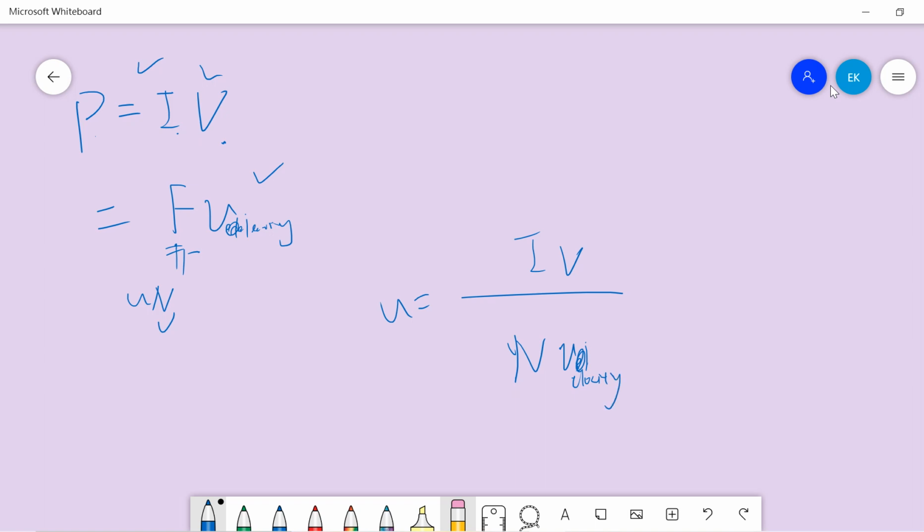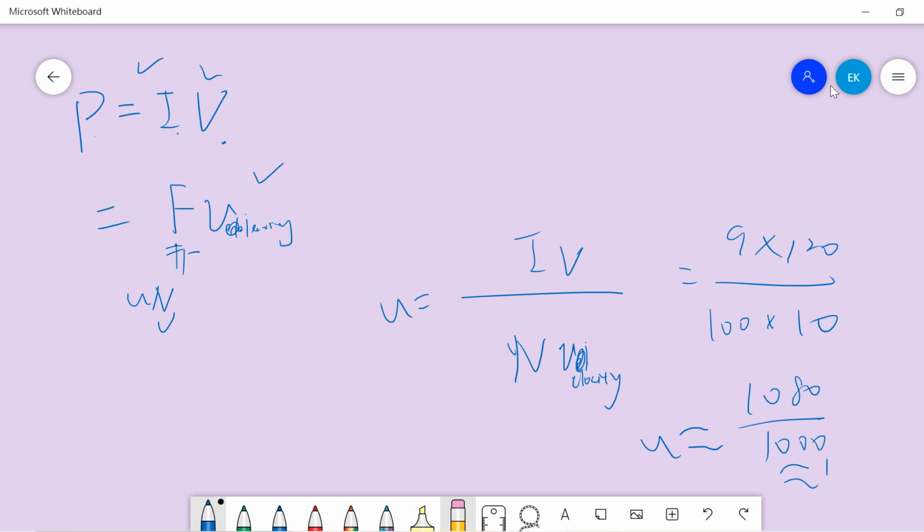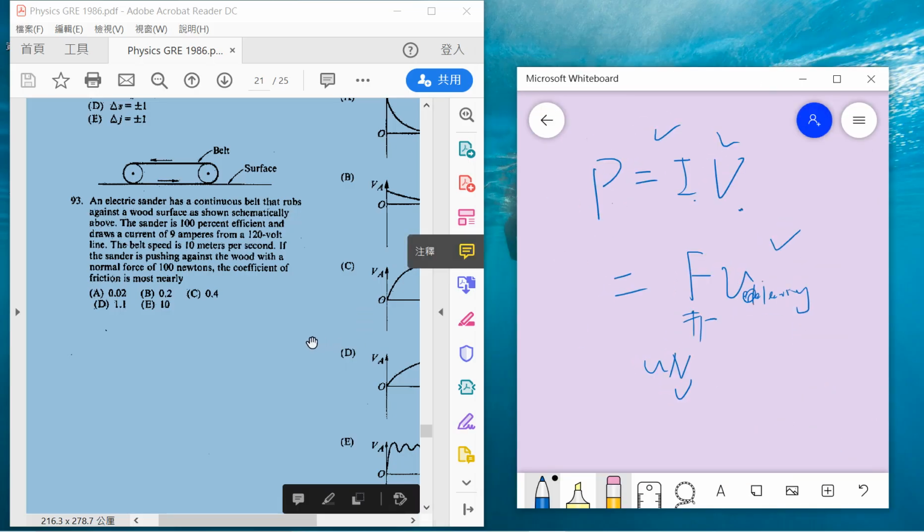Okay, so we have 9 times 120, and n is 100 times velocity, which is 10. So mu is close to 1.1. So the answer is D. The answer is D.